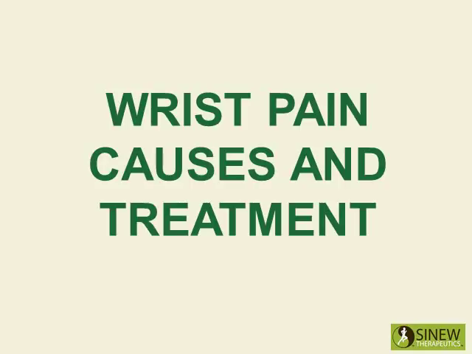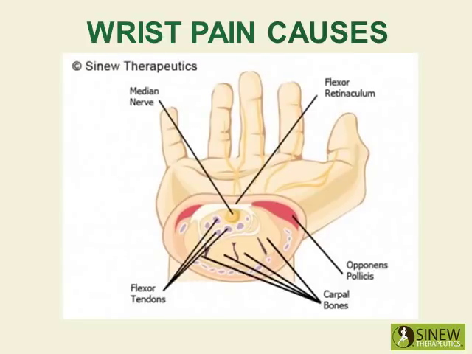Wrist pain, causes and treatment. Sprains and strains are common causes of wrist pain. While wrist sprains involve an injury to the ligament, wrist strains involve injury to the muscle. Both injuries are very common among athletes and those at a high risk of falling.